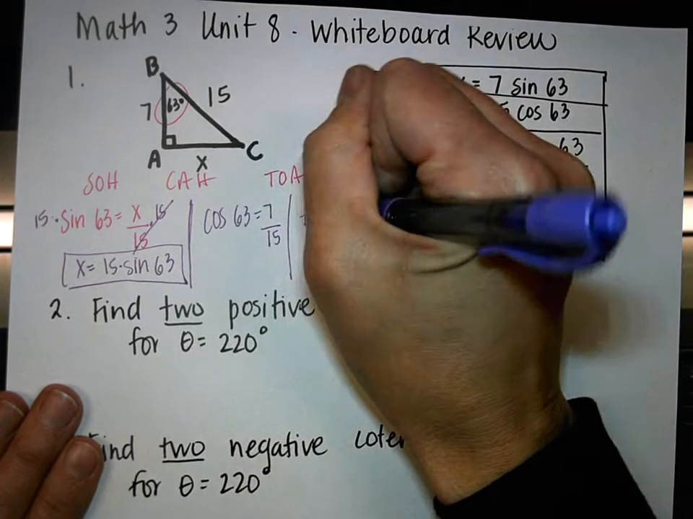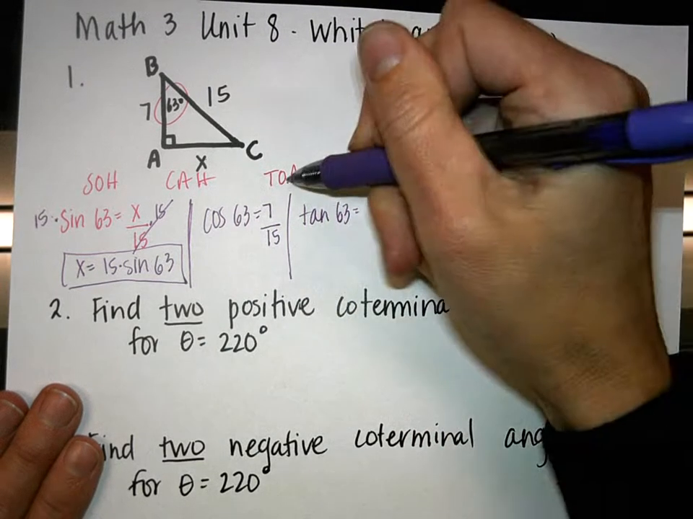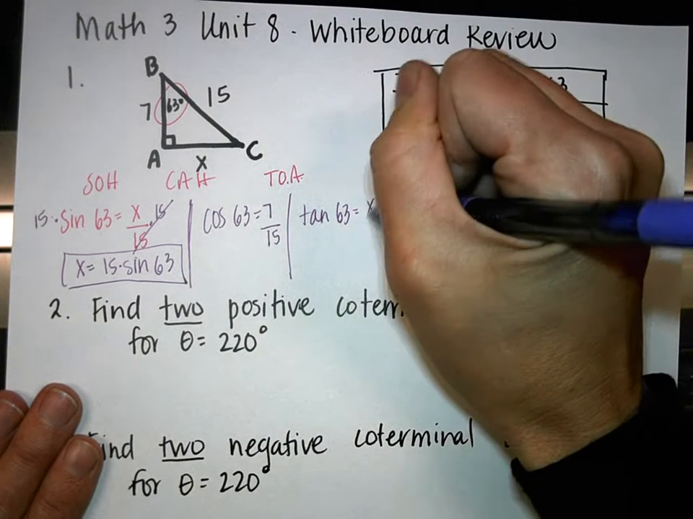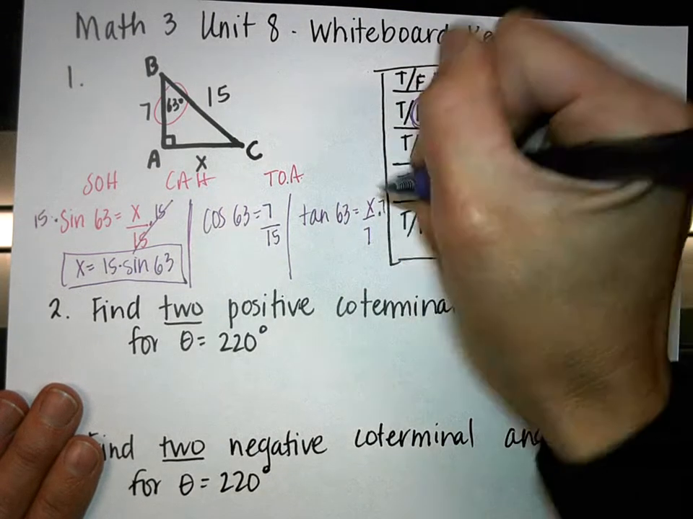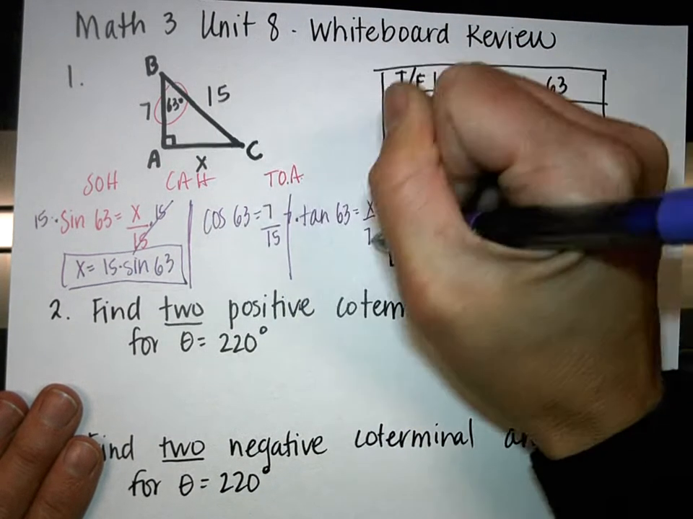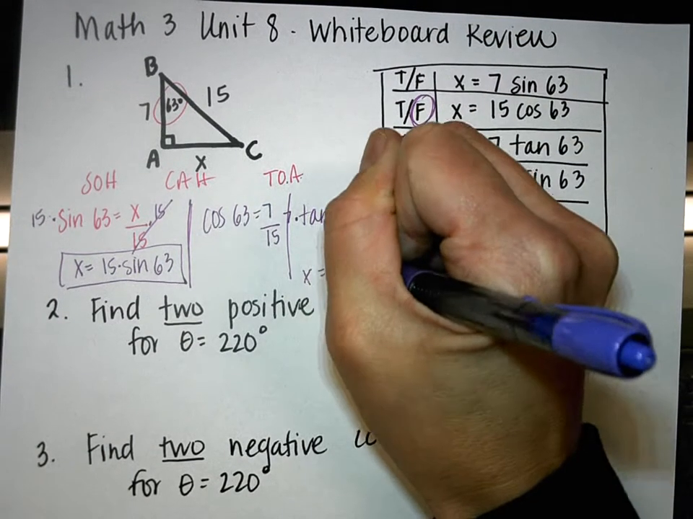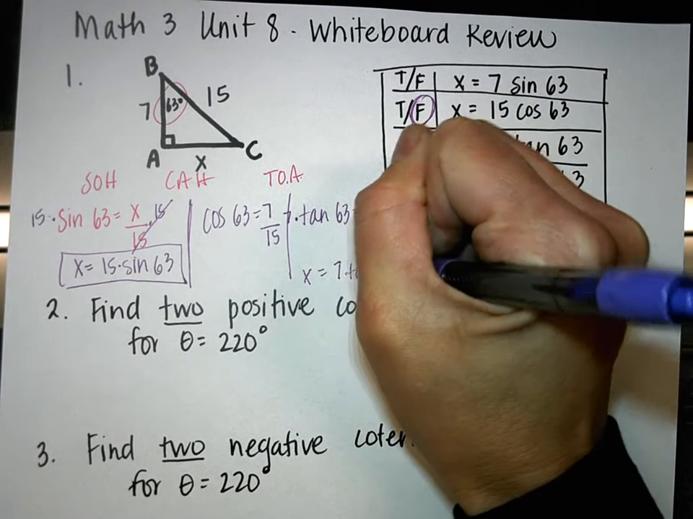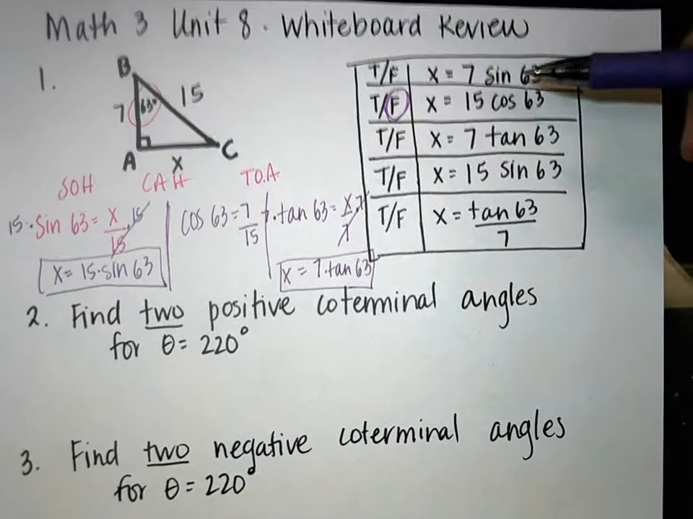And then last we have tangent of 63. And tangent is opposite over adjacent, x over 7. To solve for x by itself, we would multiply by 7 on both sides. And so x equals 7 times tangent of 63. So now we work through here.